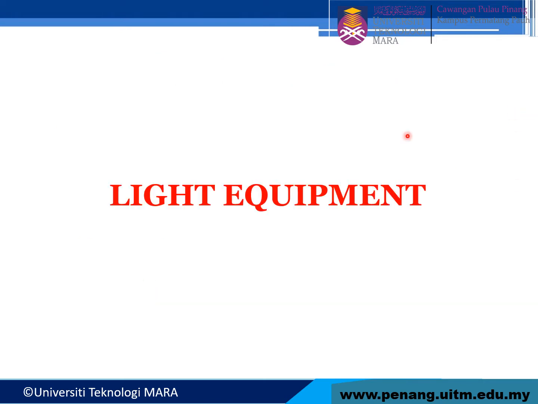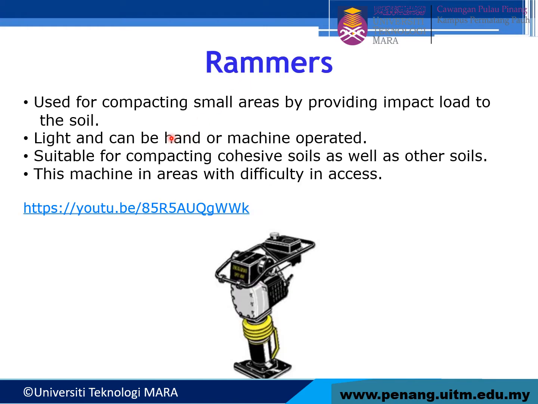Example of light equipment: rammers are used for compacting small areas by providing impact load to the soil. It is light, can be hand or machine operated, and is suitable to compact cohesive soil as well as other soil. For more info on how the machine is operated, you may look at this link and watch the YouTube video.